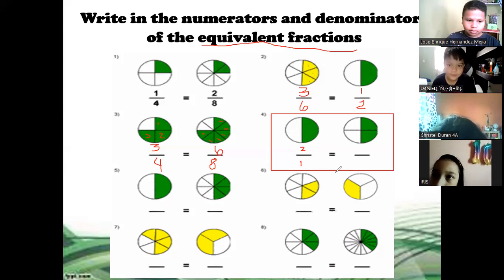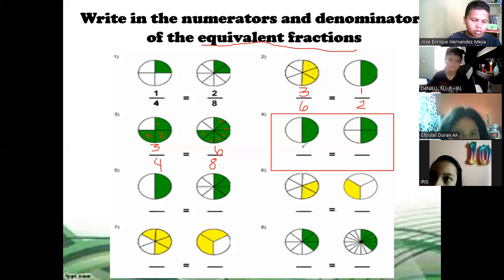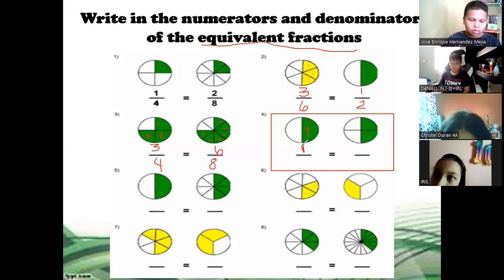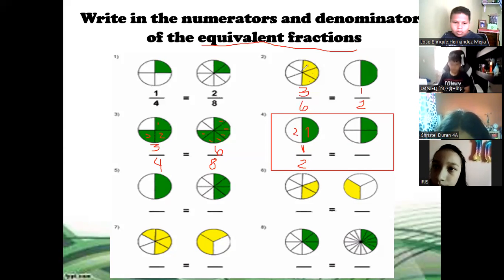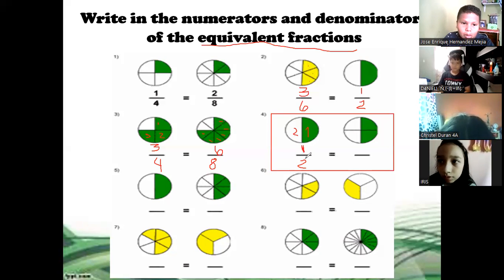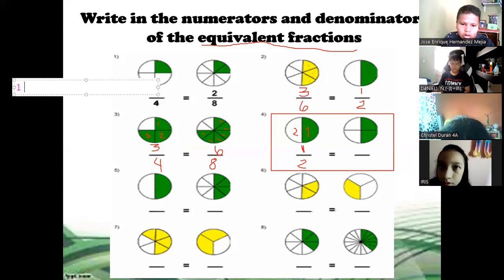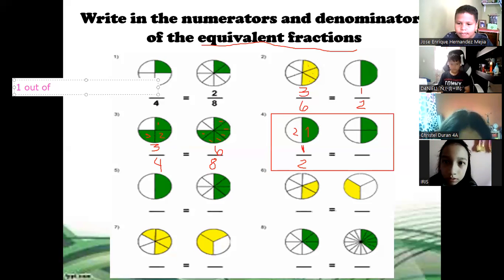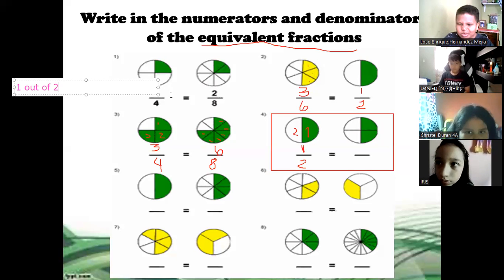No, the number 1 is the numerator. The number 1 represents the colored part, this here in the numerator, Jose Enrique. And the number 2 is the 2 pieces the whole is divided into. So if you read it, you say 1 colored, 1 piece out of 2 is in color. 1 out of 2. 1 out of 2 are in color.